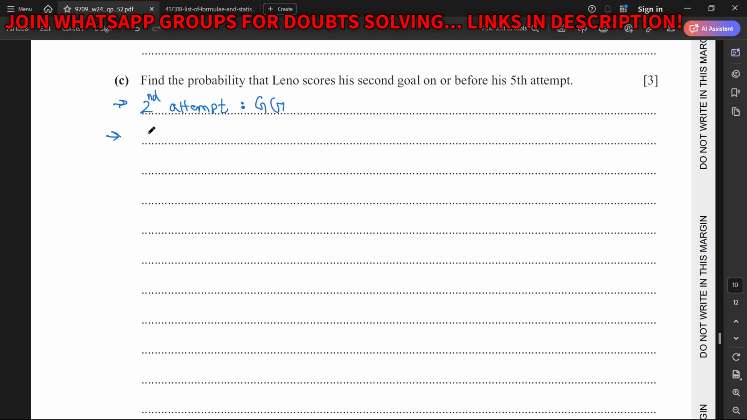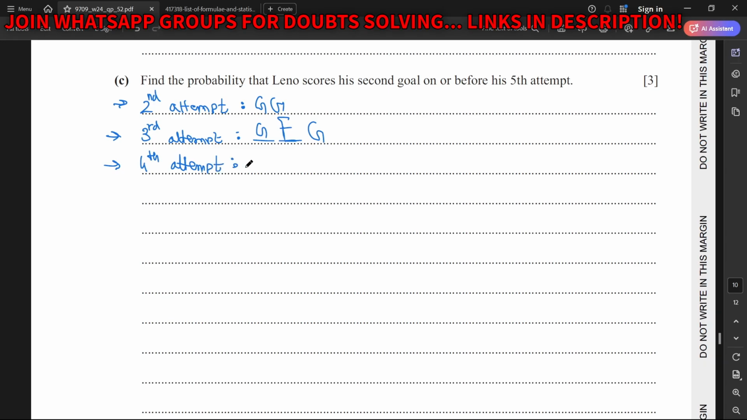Then for, let's say, scoring the second goal in the third attempt, I am having 2 places to score either of my first goal, and then the second goal is on the third attempt. So I can arrange my G and F. If one is goal, then obviously the other is failure. So I can arrange this G and F in 2 factorial ways, right? And then that 2 factorial ways is going to be multiplied with the probability that Leno scores the second goal on the third attempt. Then similarly, I'm having my 4th attempt.